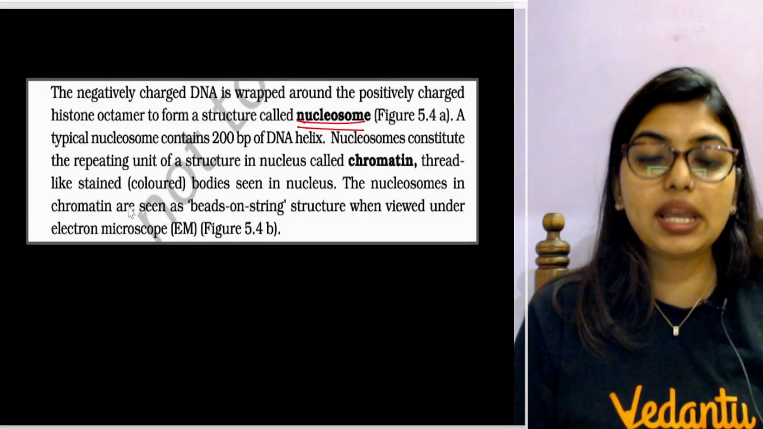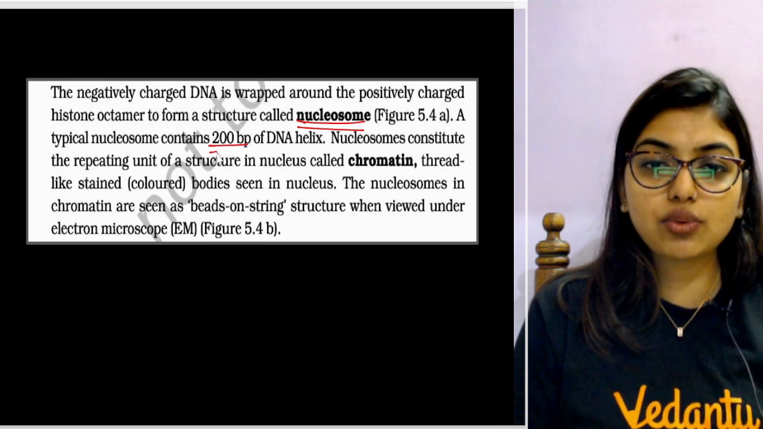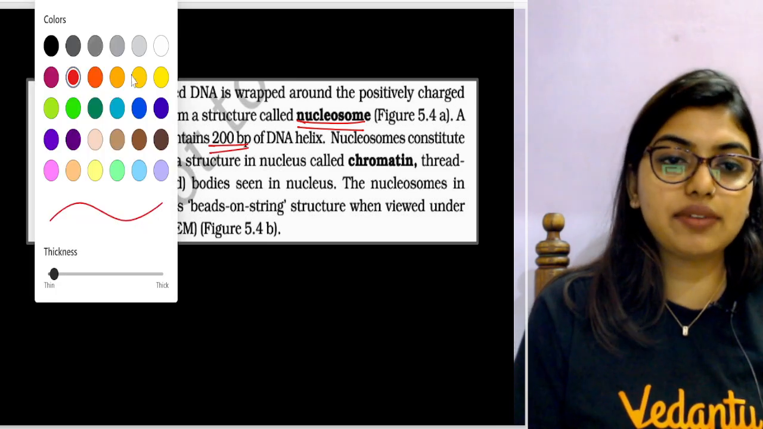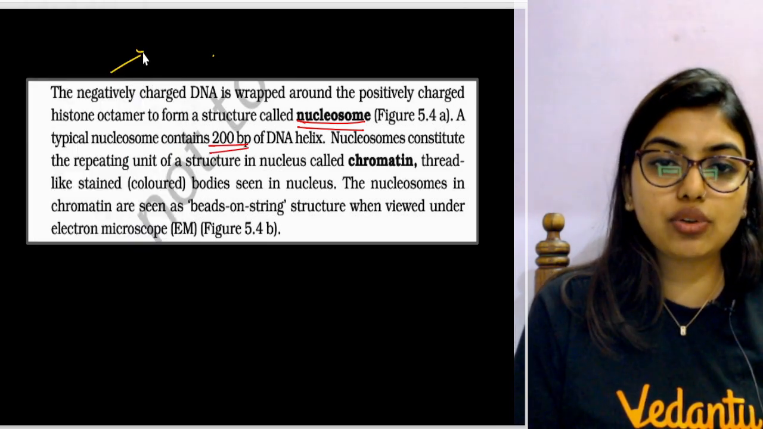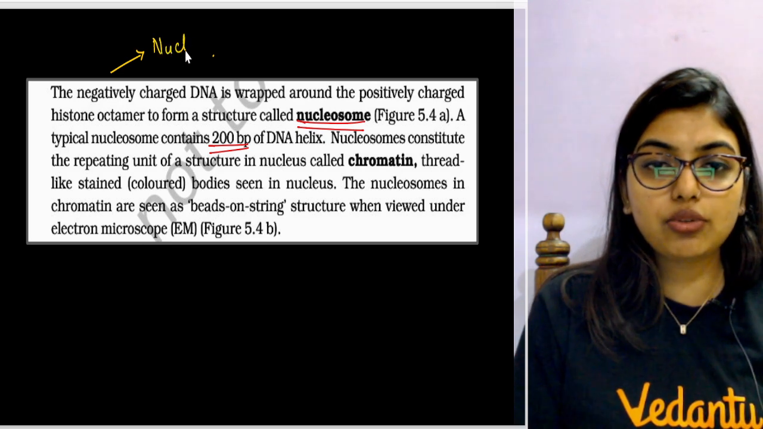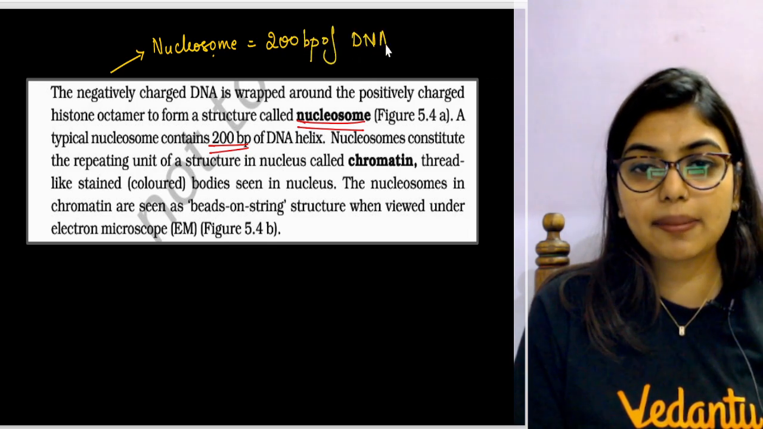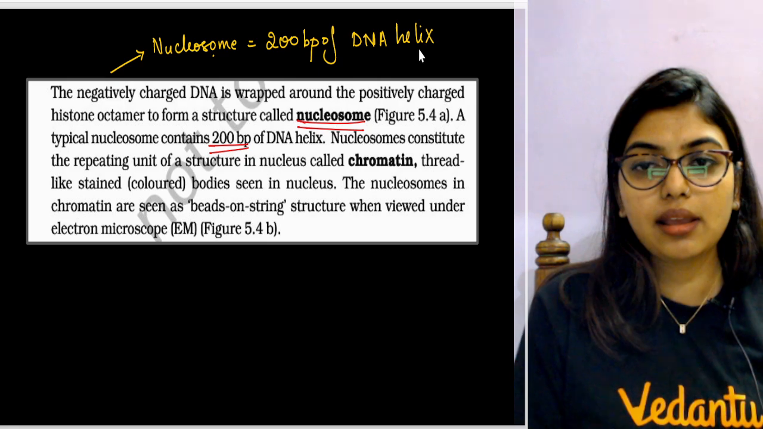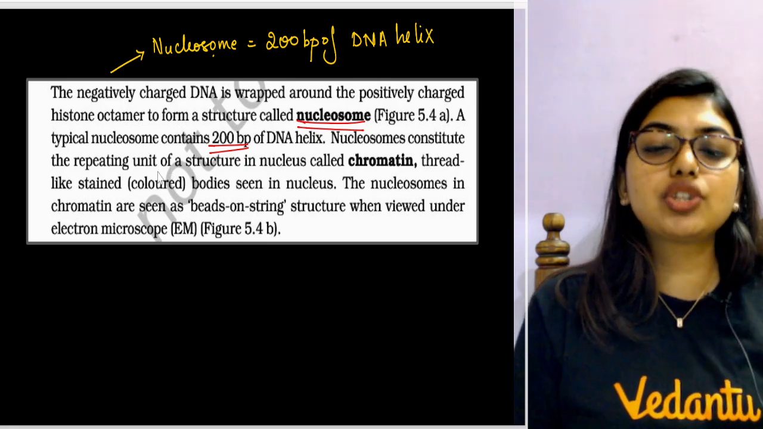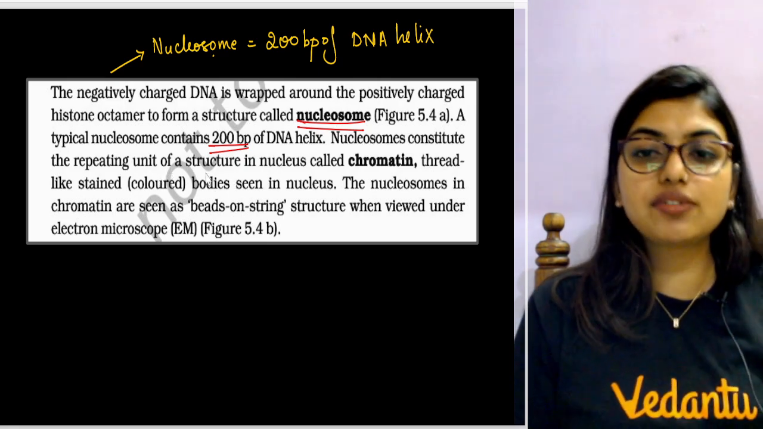the nucleosome. A typical nucleosome consists of 200 base pairs of DNA helix. Very, very important: a typical nucleosome contains 200 base pairs of DNA helix. So nucleosomes constitute the repeating unit of structure in the nucleus, which is called chromatin.